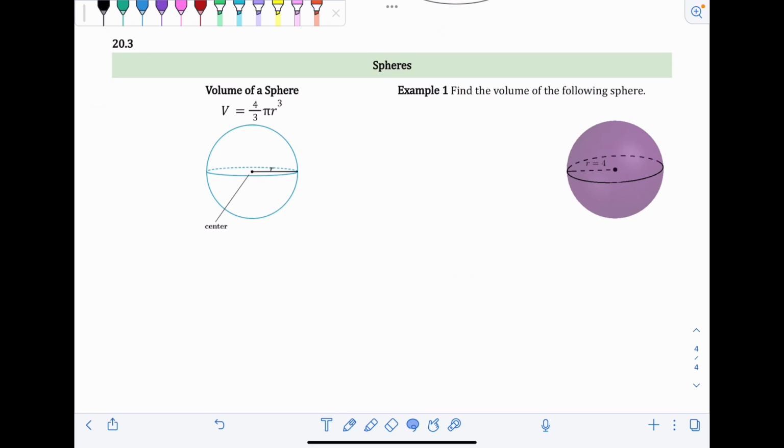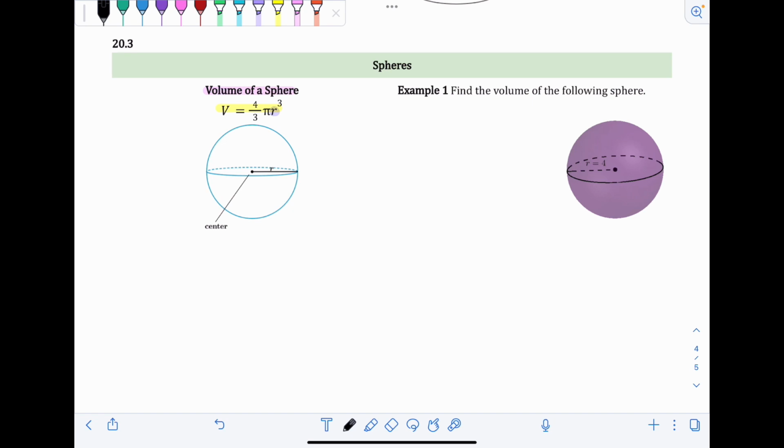20.3 is finding the volume of spheres. So a sphere is just like a three-dimensional circle, kind of like a globe. If you saw the formula before, I had to fix it. There was a little typo in the exponent. So volume of a sphere is V equals 4/3 times pi r cubed, so r to the third power. So in this formula, the only unknown we have is r. So the only number that you need from a sphere in order to be able to find its volume is the radius.